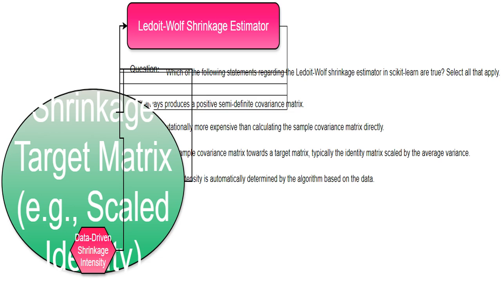The sample covariance matrix might be noisy and unreliable. The shrinkage target is a simpler, more stable alternative. By moving towards this target, I'm reducing the noise and getting a more accurate estimate of the true covariance matrix.